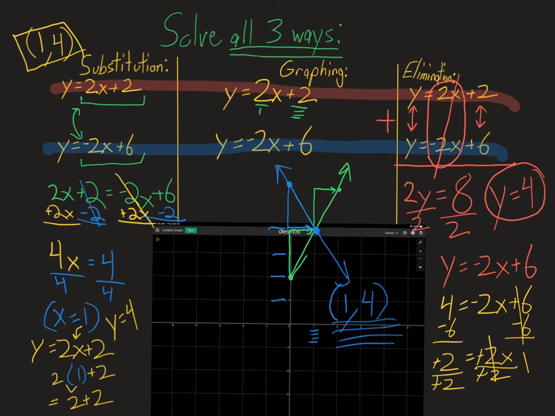And we can see there, x equals 1. And here we go, (1, 4). I got all three ways.